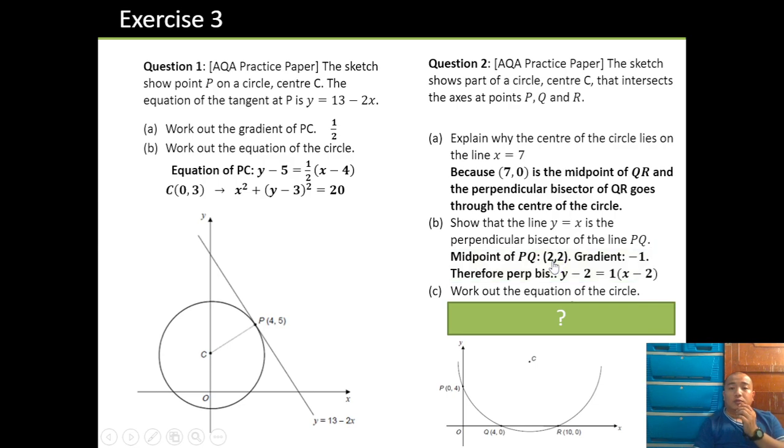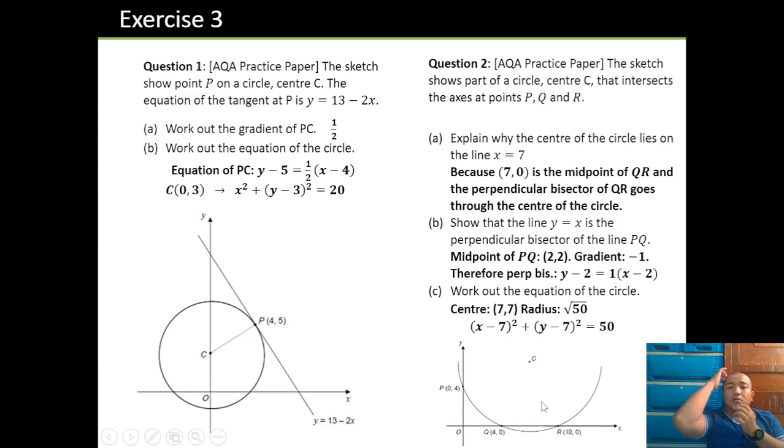Midpoint of PQ is (2, 2). Yes. And the gradient is negative 1. Therefore, the perpendicular bisector is y minus 2 equals 1 times (x minus 2). Work out the equation of the circle. So we're trying to use this figure. The x of the center is 7, so (7, 7) is the center. So we have (x minus 7) squared plus (y minus 7) squared equals 50.